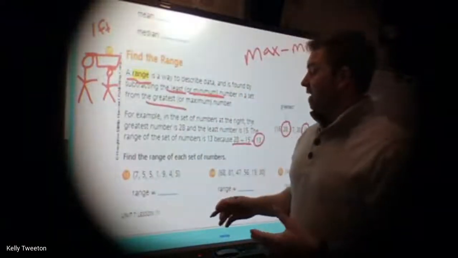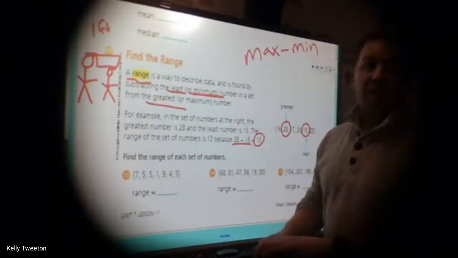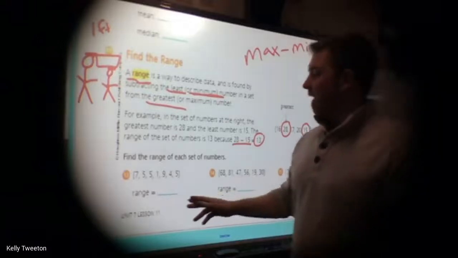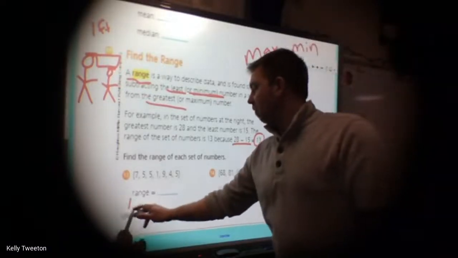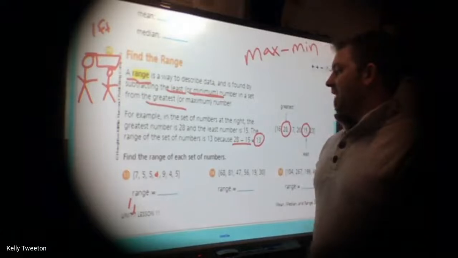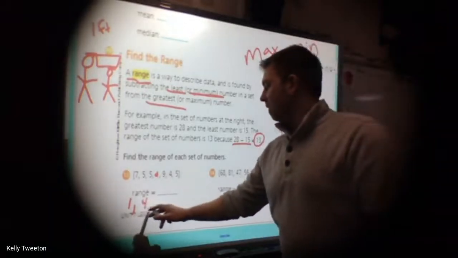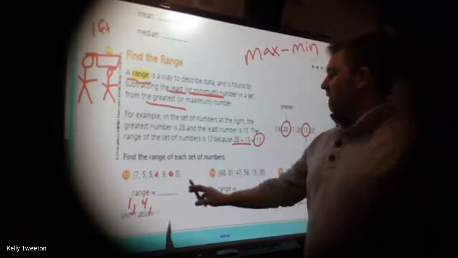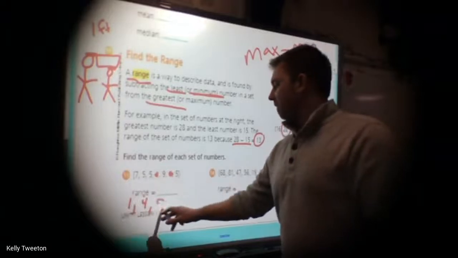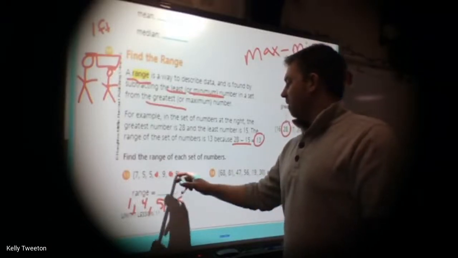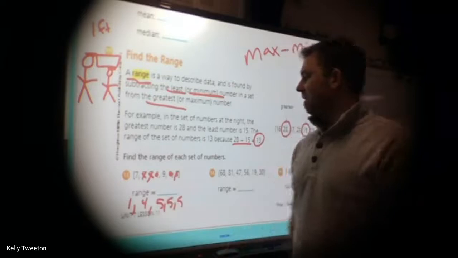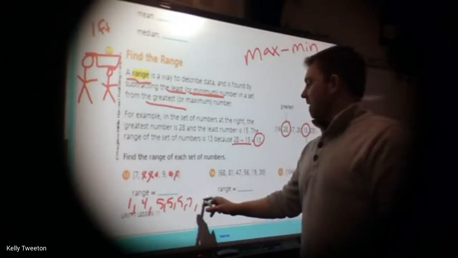So it wouldn't be a bad idea to list them from least to greatest all the time. I'm going to do that. So I'm going to find my smallest one. There's a 1. I'm going to cross it off. My next one was a 4, so I'm going to cross that one off. Now you'll notice I have three 5s. So 5, 5, 5. Cross it off, cross it off, cross it off. Next one is a 7, and then it's a 9.